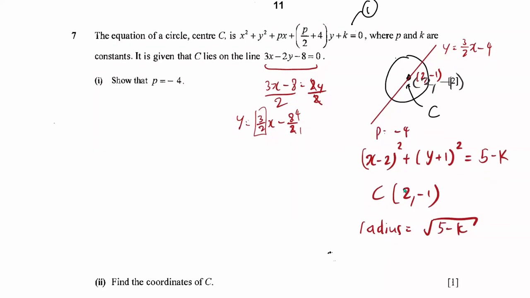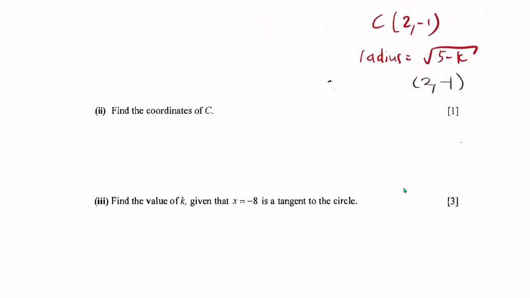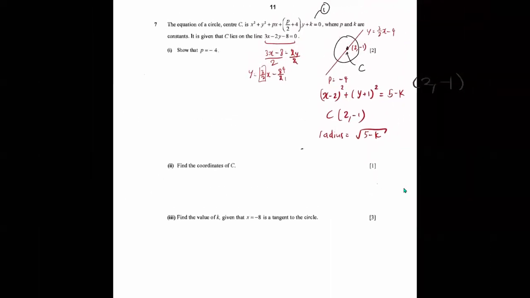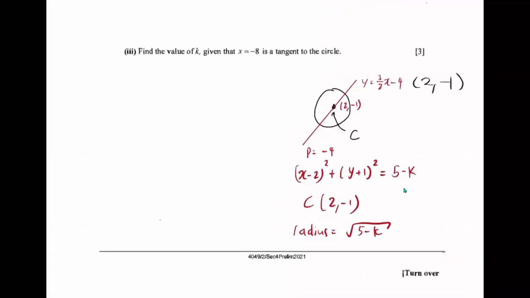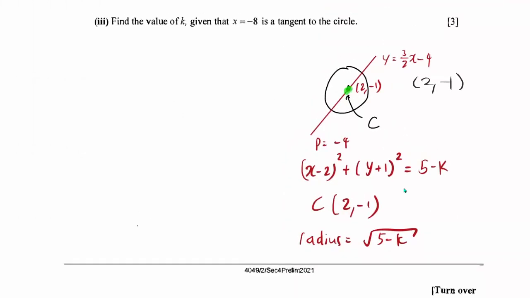Okay, using this information, part 3, you want to find the value of k given that x equals -8 is a tangent to the circle. The key thing here you need to remember is you must really practice how to draw a sketch of the equation of a circle. So if here is 2 comma -1, where's my x and y axis? Imagine x here, y here. 2 comma -1. Start from the origin. 1, 2. The -1, 1 step down. So somewhere here. Okay, let me erase the arrows.